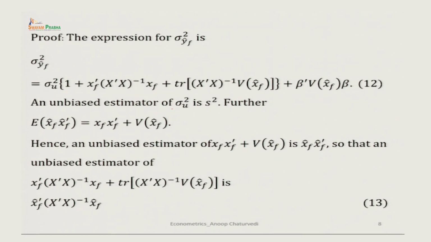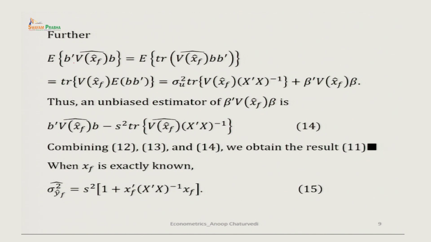So, the unbiased estimator for σ²ᵤ is s², then the expectation of x̂_f' is equal to x_f' plus V(x̂_f). So, an unbiased estimator of this term is x̂_f'. So, an unbiased estimator of x_f' (X'X)⁻¹ x_f plus trace of this term is x̂_f' (X'X)⁻¹ x̂_f. So, you get an unbiased estimator of this term also, the unbiased estimator for these two terms.